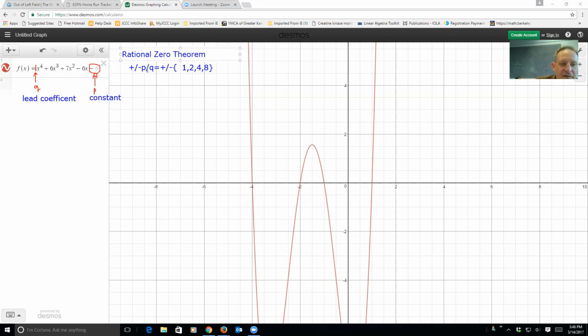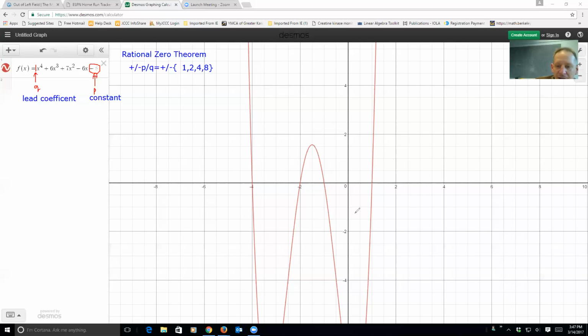Now that we have a list of those possible rational zeros, plus or minus 1, 2, 4, and 8, we're going to plot the polynomial. You can use your calculator to do this. I'm using Desmos, but on your calculator, go into y equals and plug in x to the fourth plus 6x cubed plus 7x squared minus 6x minus 8. When you look at the graph, you'll see where those zeros might be.